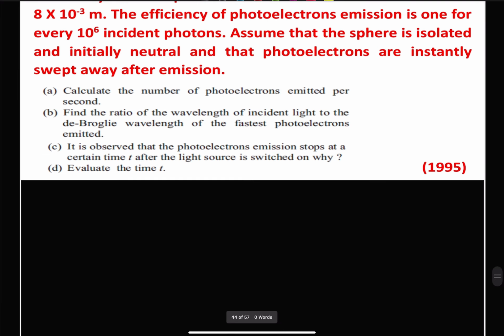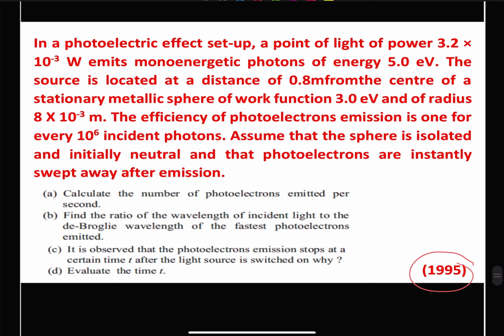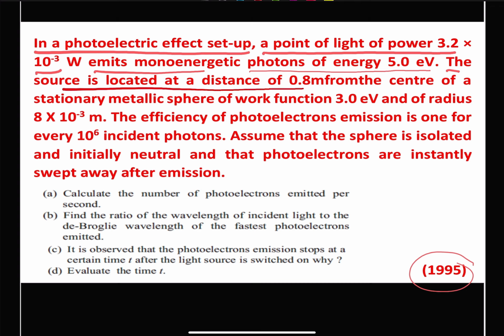Next question. It was asked in the year 1995, and it states that in a photoelectric effect setup, a point source of light power 3.2 into 10 to the power minus 3 watt emits monoenergetic photons of energy 5 electron volt. The source is located at a distance of 0.8 meter from the center of a stationary metallic sphere of work function 3 electron volt and of radius 8 into 10 to the power minus 3 meters.